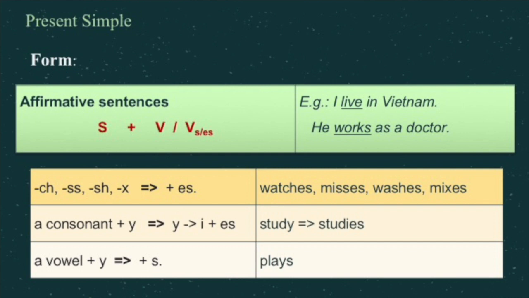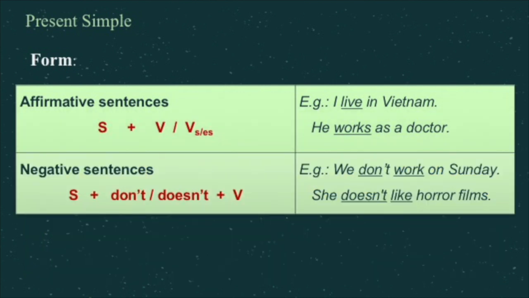Now, look at the example. In the first one, the subject is I, so we use the verb pair, live. I live in Vietnam. In the second one, because the subject is he, we have to add s to the verb work. He works as a doctor. What about negative sentences? Câu phủ định. Very simple. We just need to use don't or doesn't and then a verb pair after the subject. For example, we don't work on Sunday, or she doesn't like horror films.